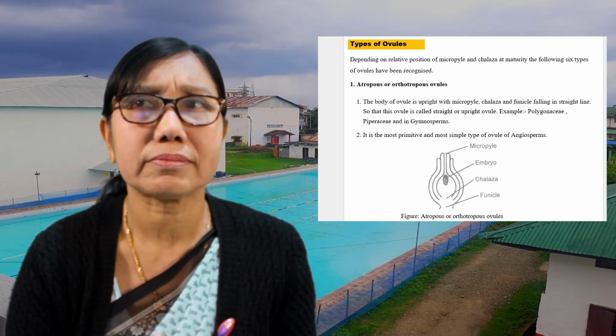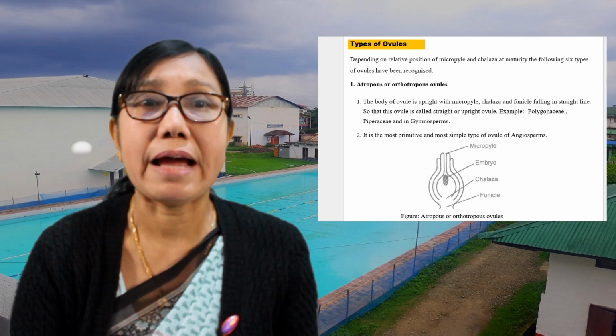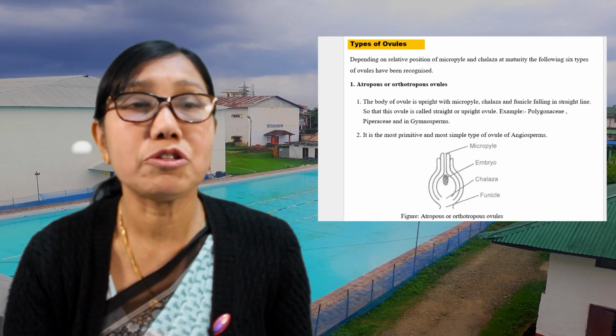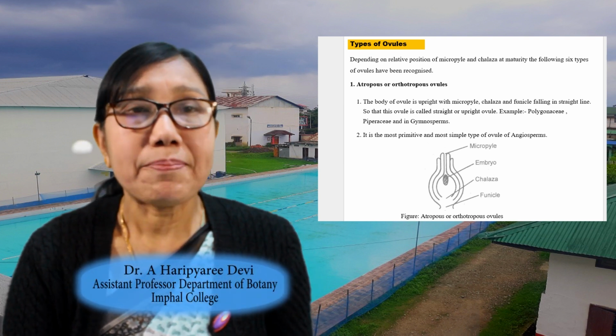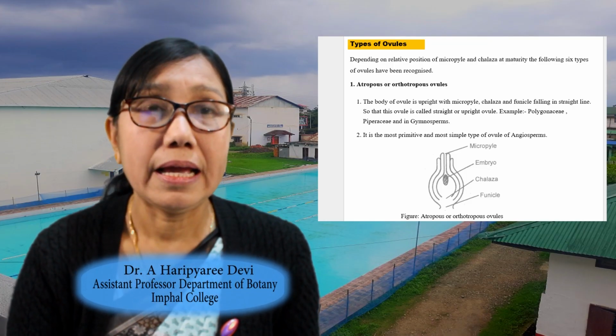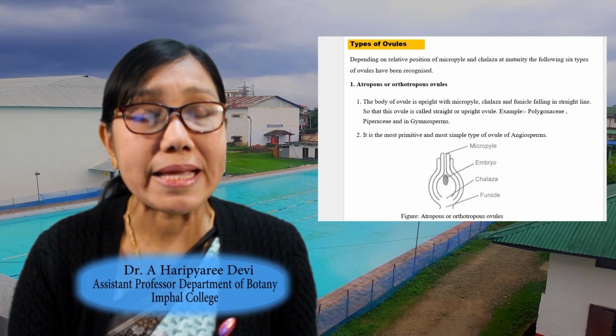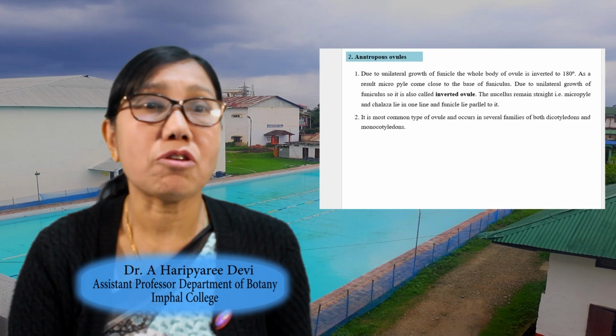It is the most common type of ovule also. Number two, it is the most primitive and the most simple type of ovule of the angiosperms. So these are the two points. In the ovule, the micropyle, chalaza and the funicle should be in a straight line. And another one is, it is the simplest type and the most common one. Second one is the anatropous ovule.